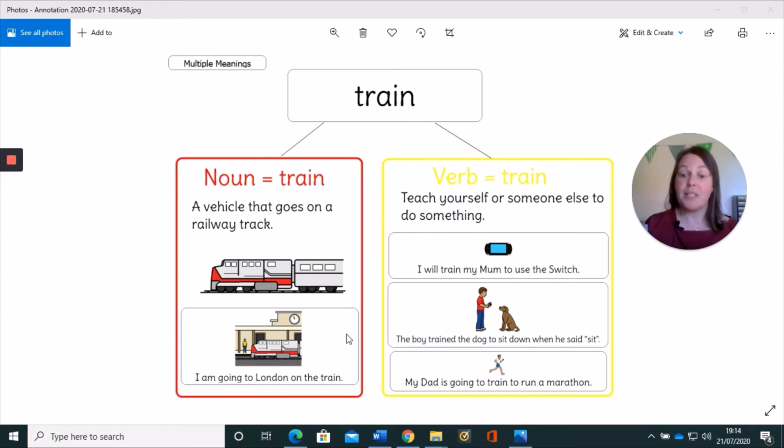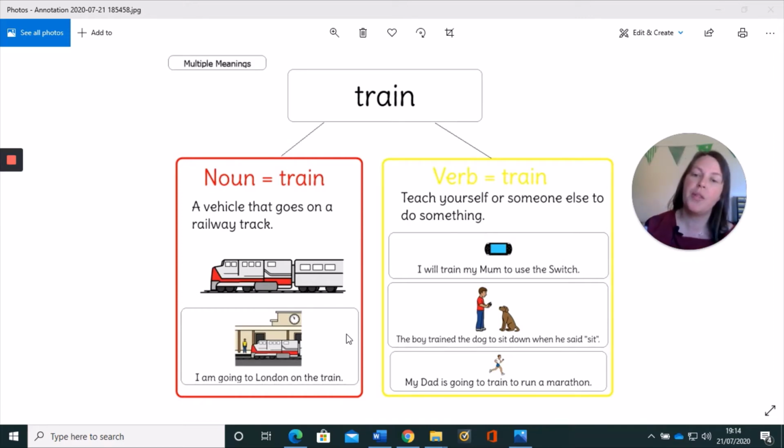The train came into the station on time. My dad goes to work on the train. Something like that, trying to generate as many sentences as you can so that they are practicing how to start it in a sentence. That's a really important part of vocabulary learning, being able to use the word in a sentence and understand how it works within the sentence.